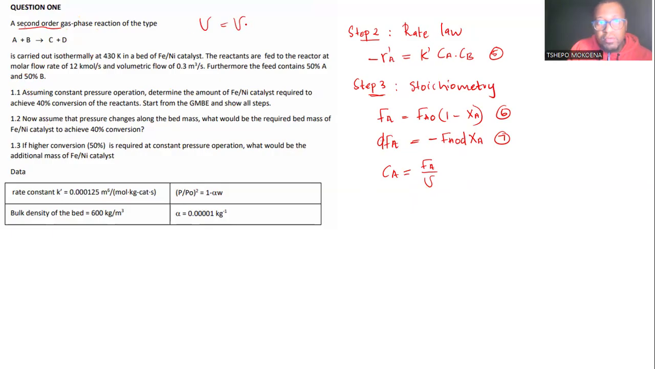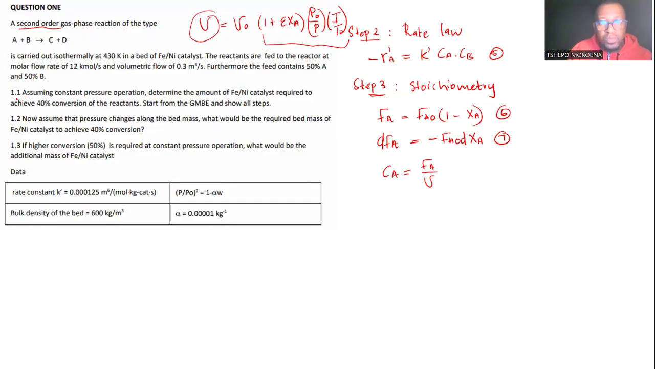The volumetric flow rate is V sub naught multiplied by 1 plus alpha multiplied by x of A. Here we're going to have P naught divided by P multiplied by T divided by T naught. So you see, this volume won't be the same as before. It will be affected by pressure, by temperature, as well as conversion when we have a gas phase reaction. Do you understand what I'm saying? So that's what is going to happen.